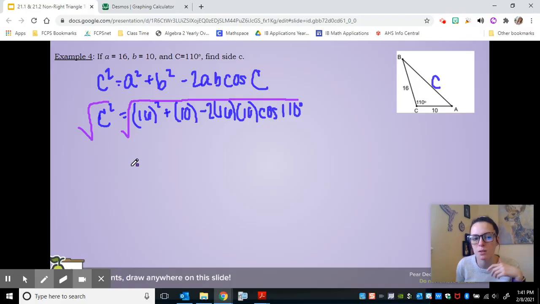Now you can just type in the square root of that whole side, and there's no reason to chunk it. A lot of people try to do just cosine of 110 and then multiply. There's no reason to chunk it up. Just type it all in at one time and you're good to go. And when I do that, to 3 sig figs, I get 21.6, and I don't have units here, so that's just it. That's my answer.